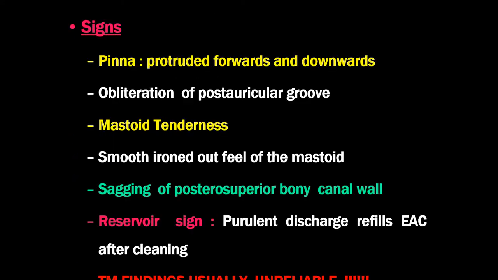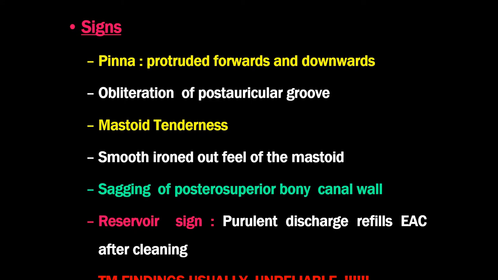Signs: the pinna protrudes forwards and downwards. Contrary to a simple furuncle, where the pinna is simply protruded forwards only, here it is protruded more forwards and downwards. There will be obliteration of the post-auricular groove because there is mastoiditis. There will be mastoid tenderness, and a smooth ironed-out feel of the mastoid can be felt when you palpate the post-auricular area. There will be sagging of the posterior superior bony canal wall, which is probably due to osteitis of the floor of the mastoid antrum.